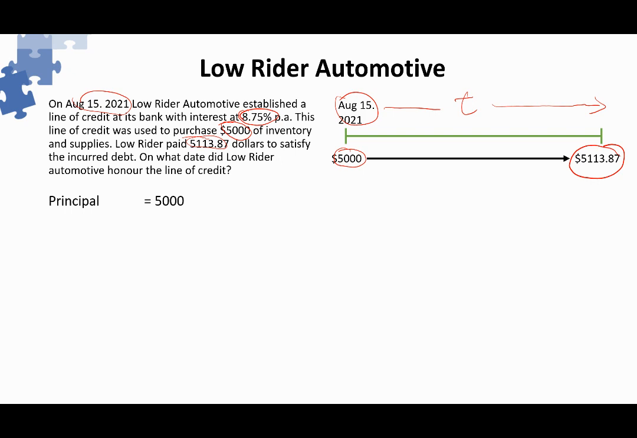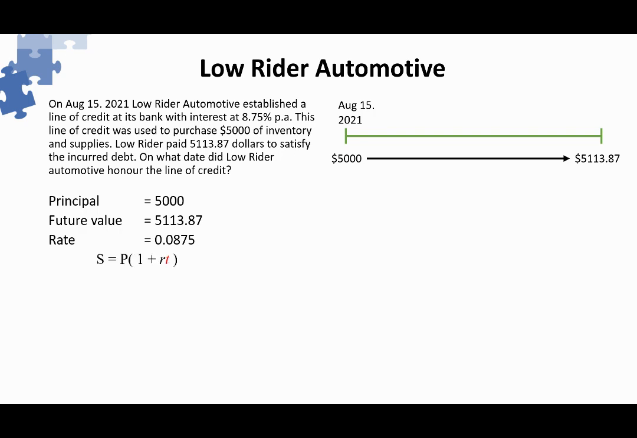So principal is 5,000. We're just going to take these out here. And we're going to extract the data. Future value is that. The rate is that. And now we've got our formula, and the piece that's missing is t. So let's write everything in except the t. We'll just leave the t in there, okay? Because we don't know what it is. So we'll just write everything else in. And now we're going to try and solve for t.